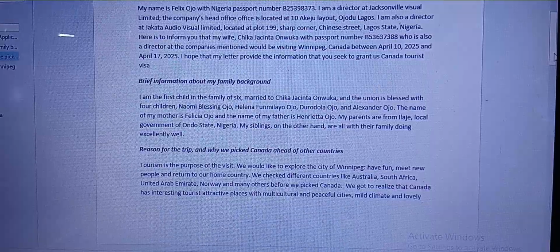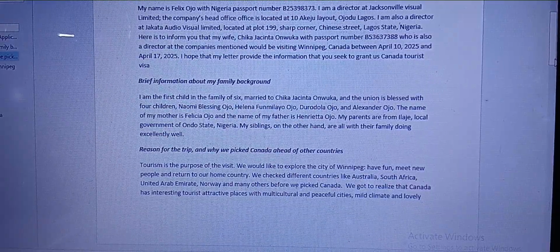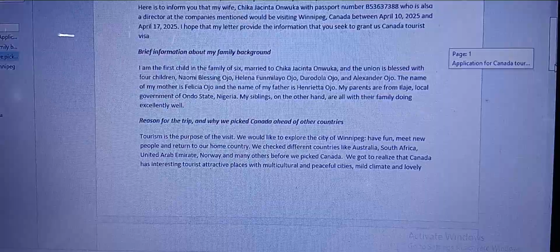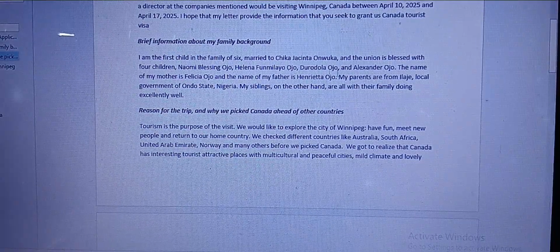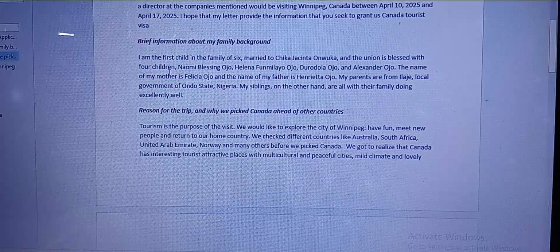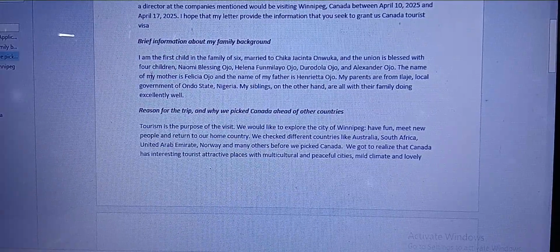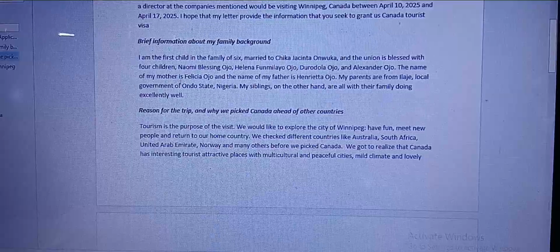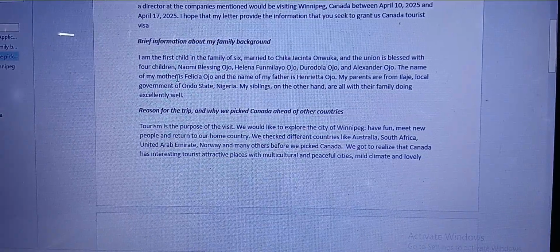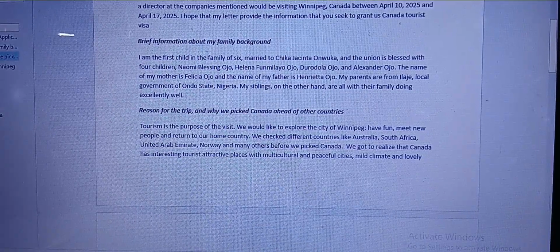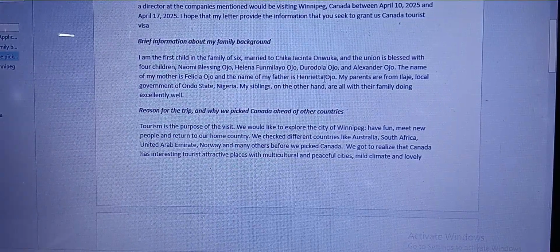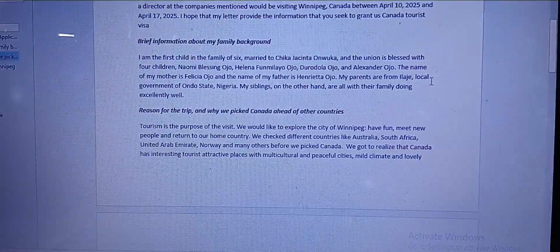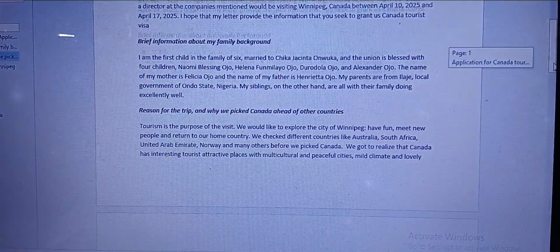So we now take it to the next paragraph. That is where you tell the embassy brief information about yourself and your family background. This is where you tell them about your children, your wife, your father, your mother, your extended family. That is it about the second paragraph.